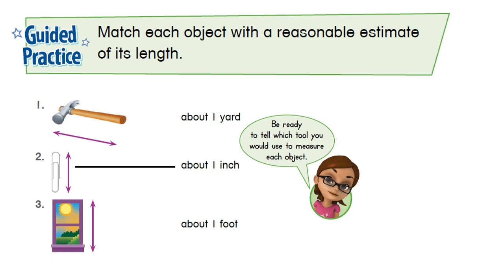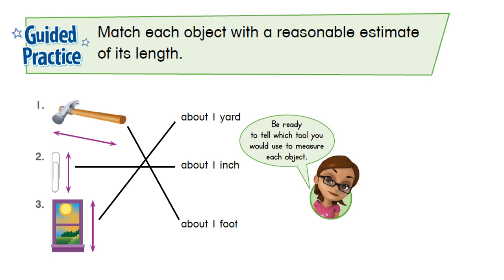So what's the next biggest object here? A hammer or the height of a window? That would be a hammer. So that would be about a foot. And then the window must be about a yard. So what I did here, I put them in order: inches, feet, yards.